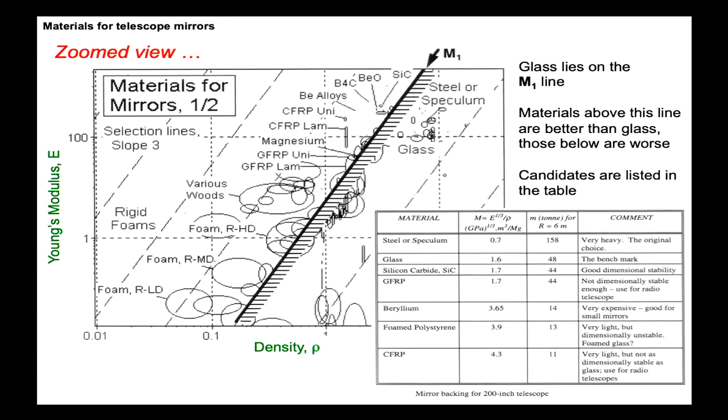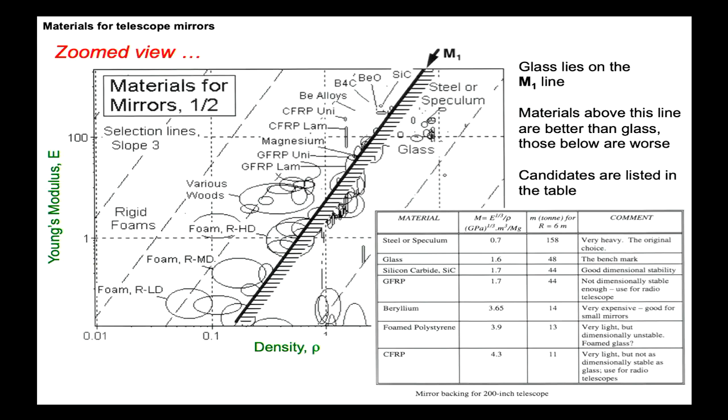Zoom in a bit and have a table. And in this particular M1 line, glass, actually there it is, glass is actually on the line. And I'll just quickly list: glass, steel, silicon carbide, glass-filled reinforced polymer, beryllium, foamed polystyrene of all things, and carbon fibre reinforced polymer. So those are some of the candidate materials.